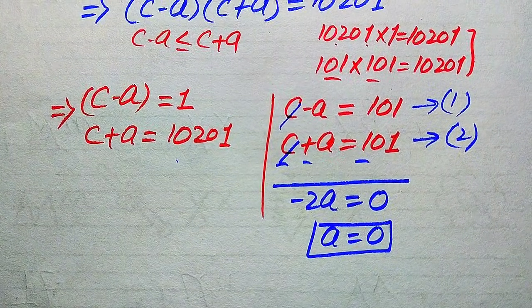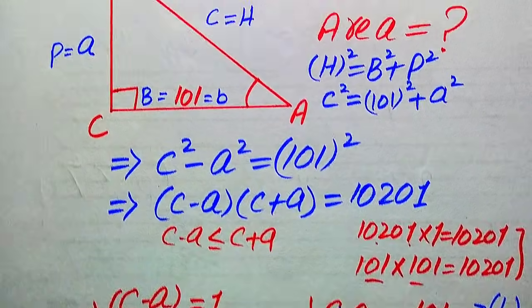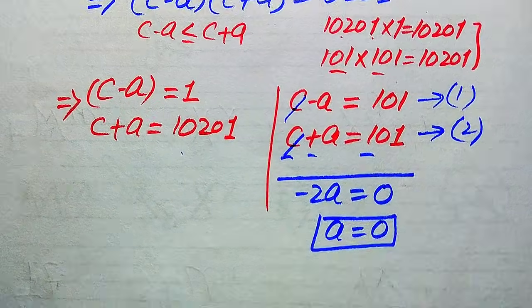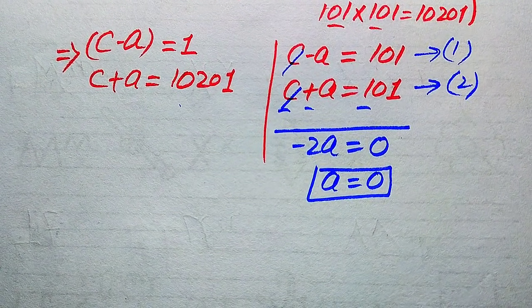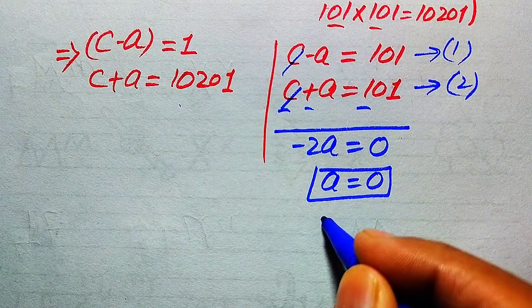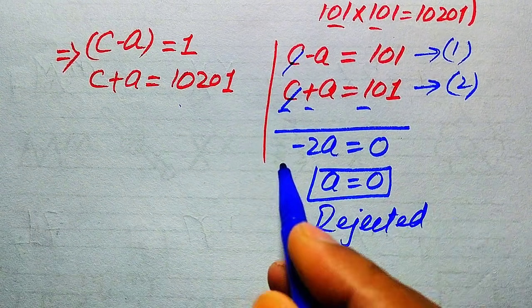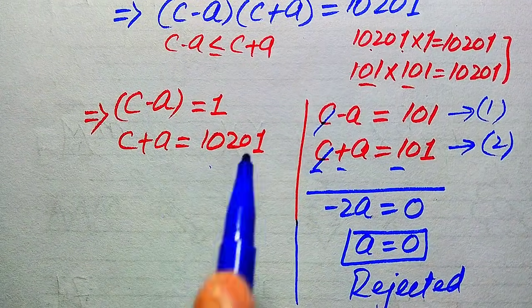So this is not possible, because if a equals 0, this means that our perpendicular side is 0. But you know that the lengths of all of the sides of a right triangle are non-negative and non-zero. So this is not possible, and we reject this case, and we have only one case to proceed. So we proceed with this case only, and from here we get the values of a and c.